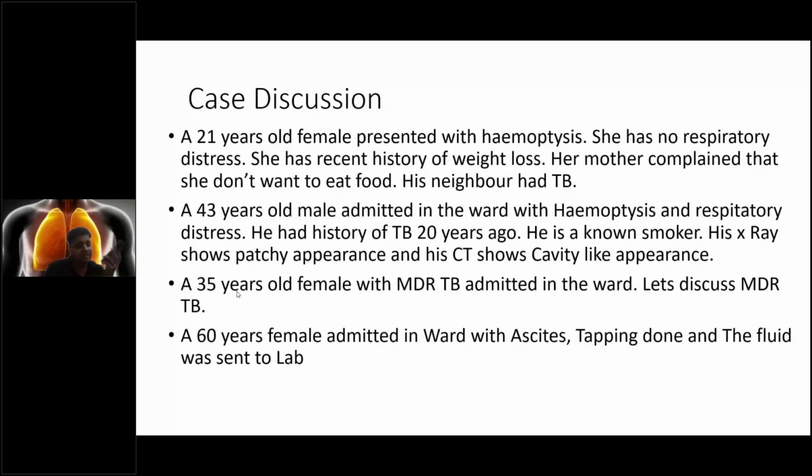Another case, a 43-year-old male admitted in the ward with hemoptysis and respiratory distress.